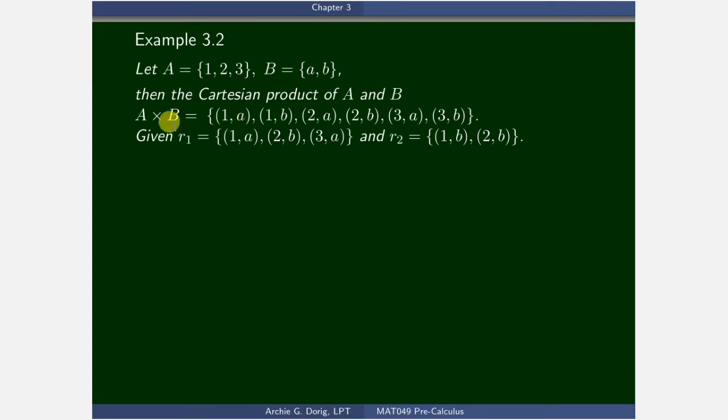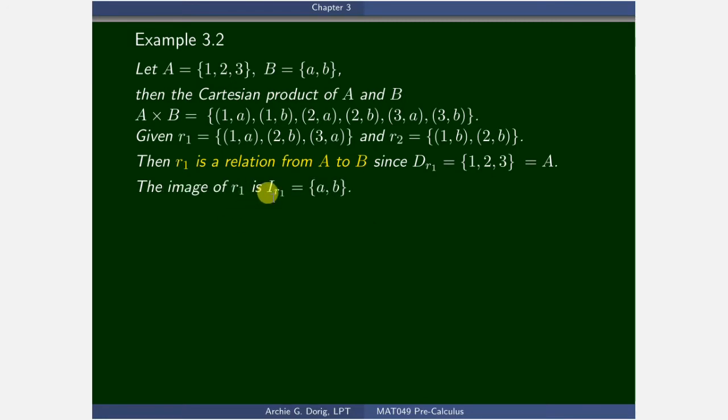Given the relation R sub 1 with these elements and R sub 2, take note that R sub 1 is a subset of A cross B, or the Cartesian product of A and B. And R sub 2 is also a subset of the Cartesian product A cross B. Then R sub 1 is a relation from A to B, since the domain of R sub 1 is 1, 2, 3, because the domain is the set of all elements in the first set, which is equal to A. So if the domain of the relation is equal to A, then that is a relation from A to B. Then the image of R sub 1, denoted by I of R sub 1, equals the set with elements a, b. This is the image of R sub 1.